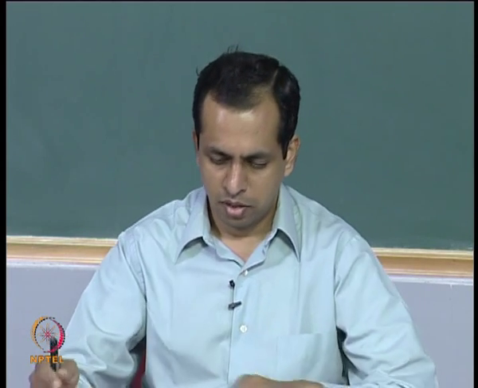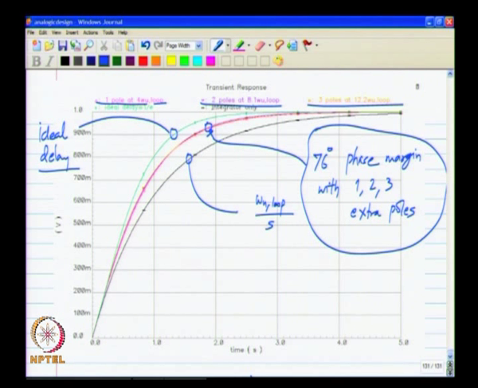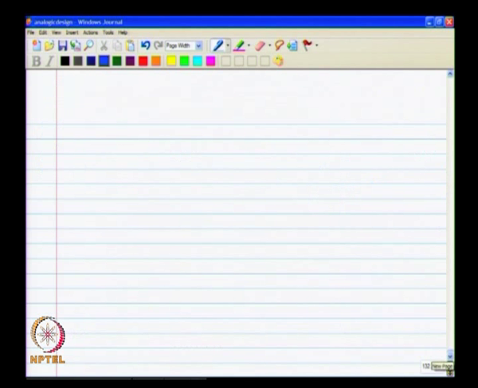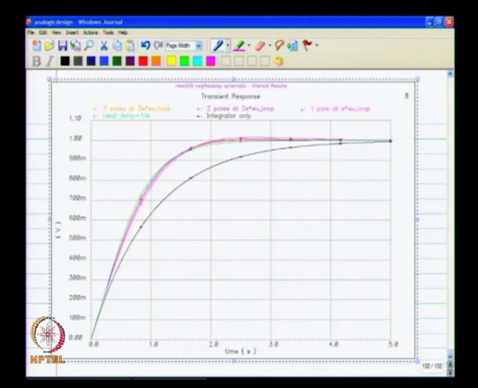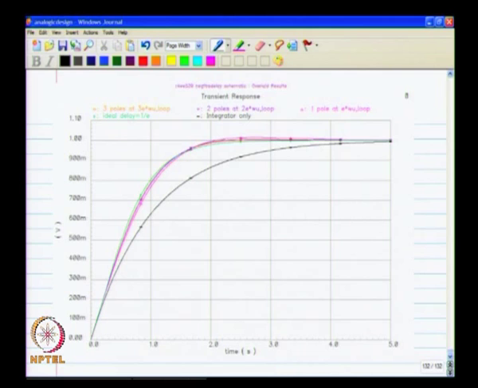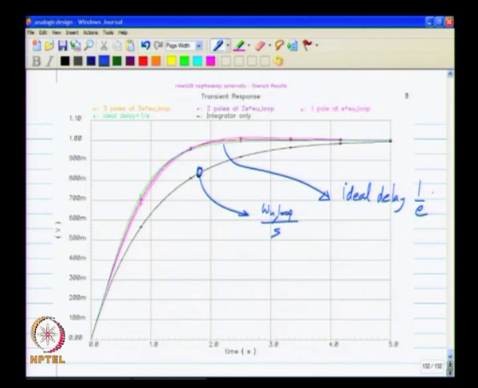We can do a similar exercise based on what we learned from the response with an ideal delay. Let me paste that here. Again, what I have shown is the first order, where the loop gain is simply omega u loop by s, and that follows the first order response, and the critically damped response is shown in green, with an ideal delay of 1 by E times 1 by omega u loop.